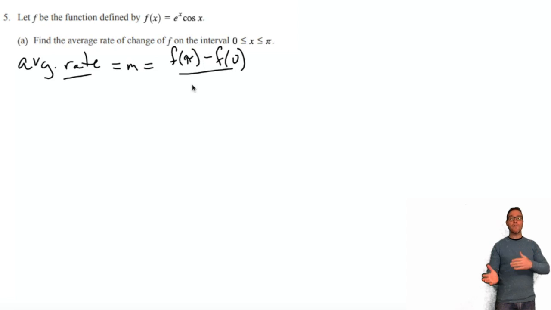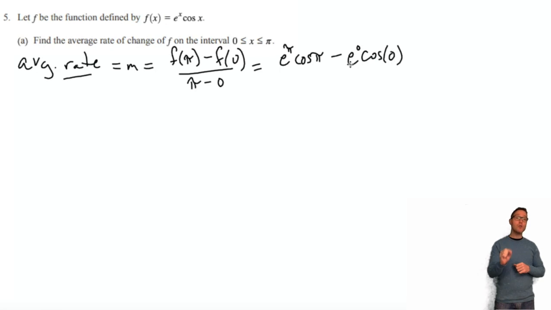So I'm going to do f of pi minus f of 0, that's change in y, over pi minus 0, that's change in x. So we're going to plug pi into the function and leave everything in terms of pi, because this is a non-calculator question. Remember, anything to the 0 power is 1, including e to the 0. E is just a number. Cosine of 0, you have to remember what that is, right?